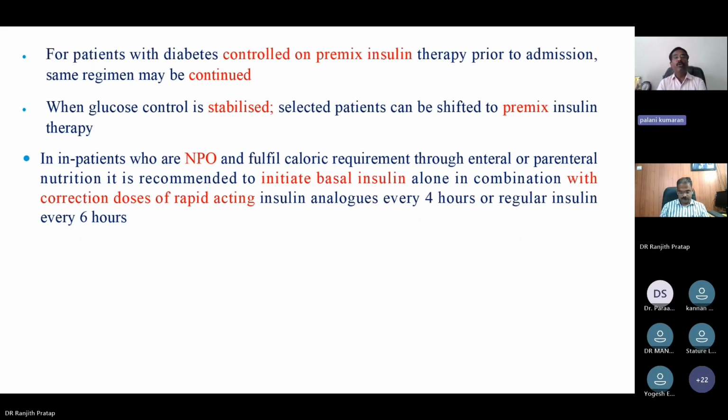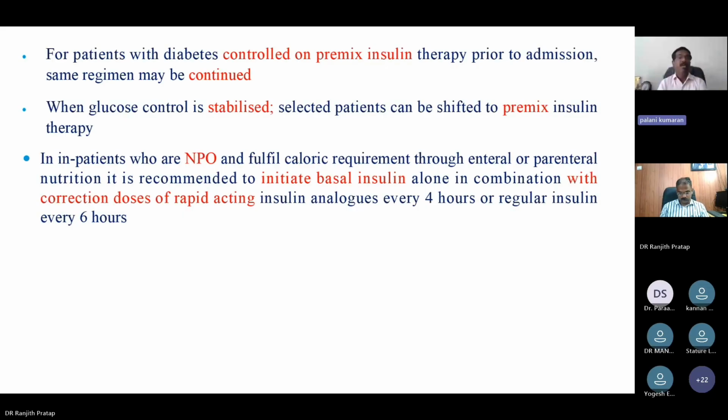For patients controlled on premix insulin prior to admission, the same regime can be continued whenever the patient is stable and the glycemic control is good. Once the glucose control is stabilized, selected patients can be shifted to premix insulin therapy also. Even subcutaneous thrice daily insulin can be converted to premix insulin also.